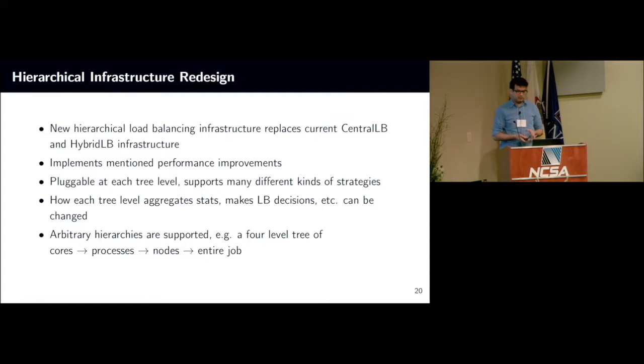And a big benefit here is that you can create basically arbitrary hierarchies. So you can say you want to make a 4-level tree of cores, processes, nodes, and the entire job. You can do that. And all the strategies that exist in Charm, or ones that you write yourself, will just work with it. So it should be a big shift. We're hoping that's going to have a lot of benefit for end users and for people who work on Charm themselves. But if you have any questions for that, please talk to one of the load balancer developers after this talk.